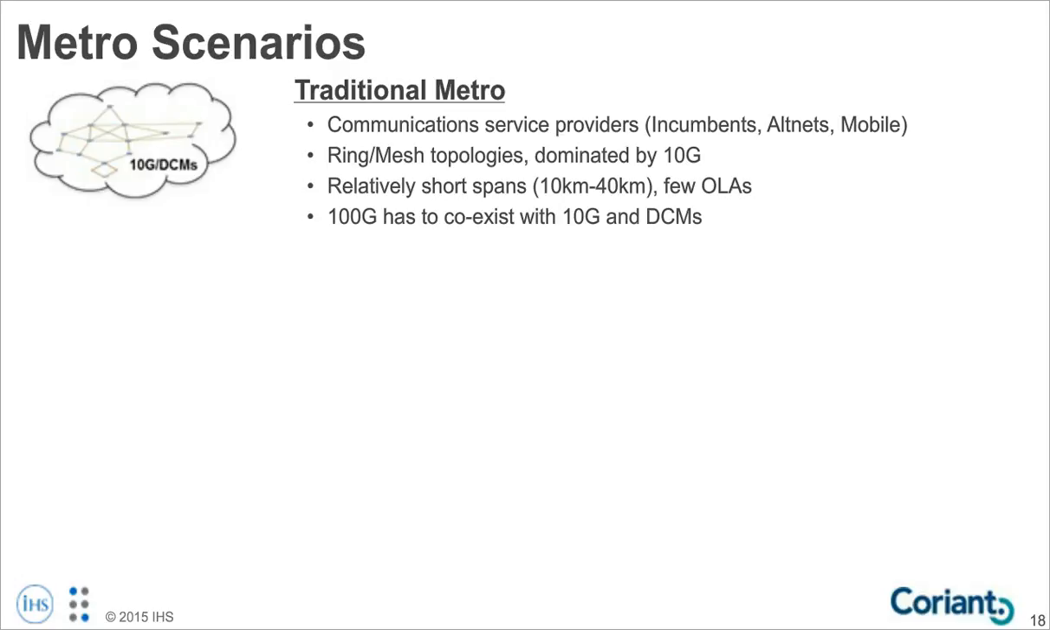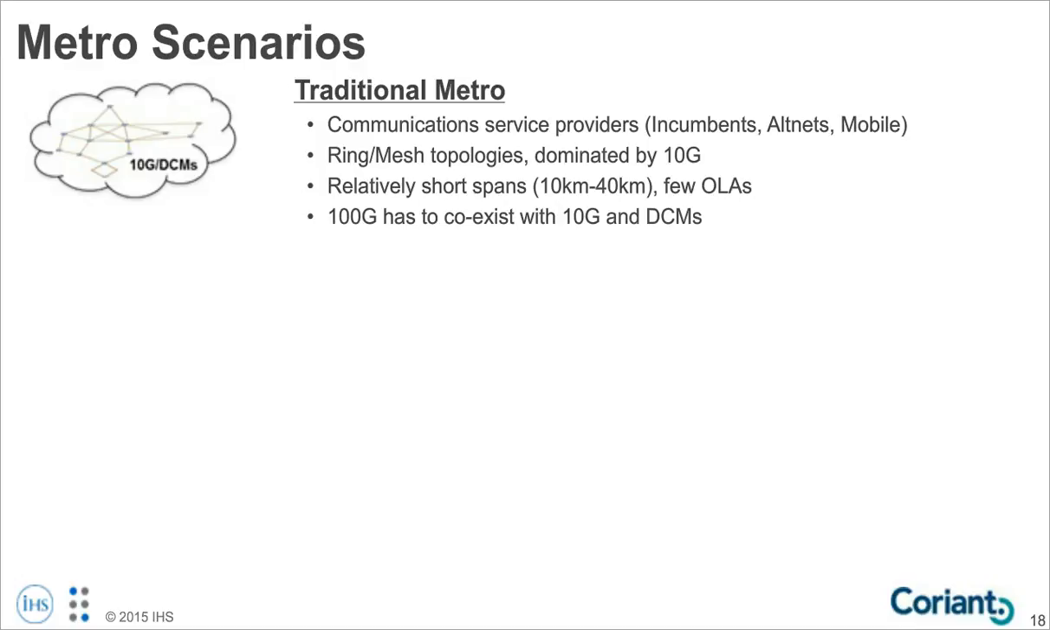Okay, so before we can examine which 100 gig option has the best fit of the options I discussed previously, we need to identify some network scenarios in the metro. So the first scenario that I'd like to focus on is what I'll call the traditional metro, and this is what you see in the majority of communication service providers, be they incumbents, alternative fixed operators, or mobile operators.